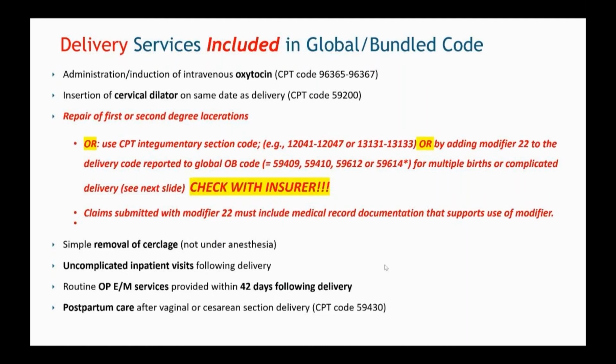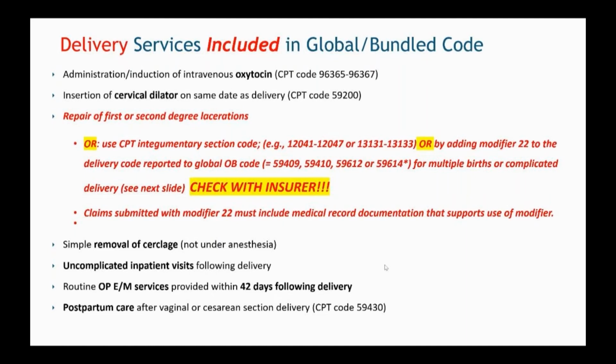22 to the global OB code, because modifier 22 means that there was increased services, there was increased effort or increased services extended by the practitioner on behalf of the patient. That's what modifier 22 means. So again, you have to always check with the insurer, okay?